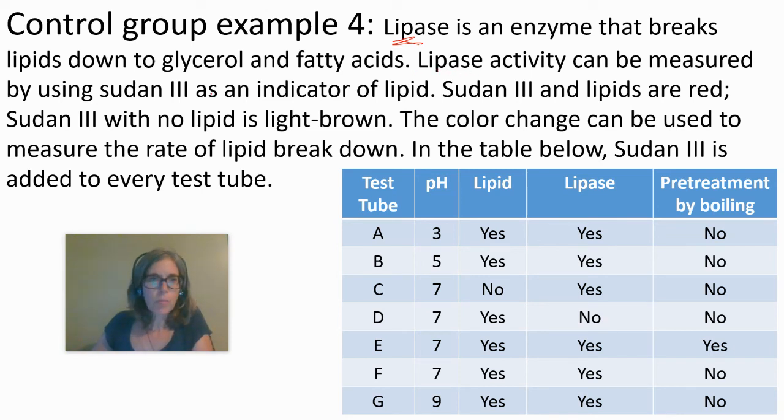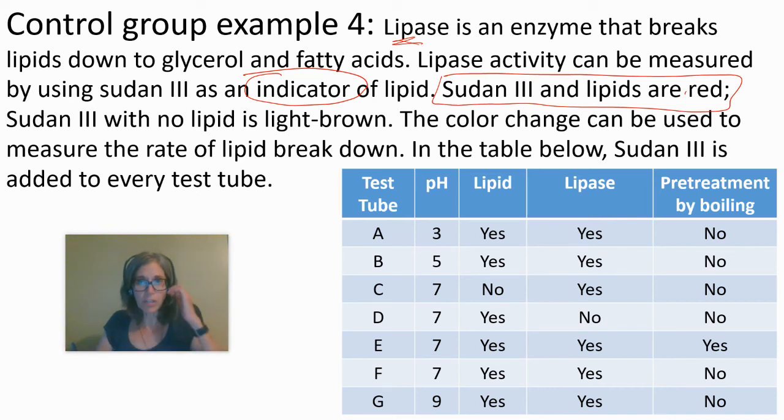Lipase activity can be measured using Sudan III. I don't know what that is. Oh, it's an indicator of lipids. Sudan III and lipids are red. So I might even put a square around that, or if you're doing it on a computer, have some paper where you can jot stuff down. If it's on paper, write it in the margins. Sudan III with no lipid is light brown. Okay, so no lipid is brown. The color change can be used to measure the rate of lipid breakdown.